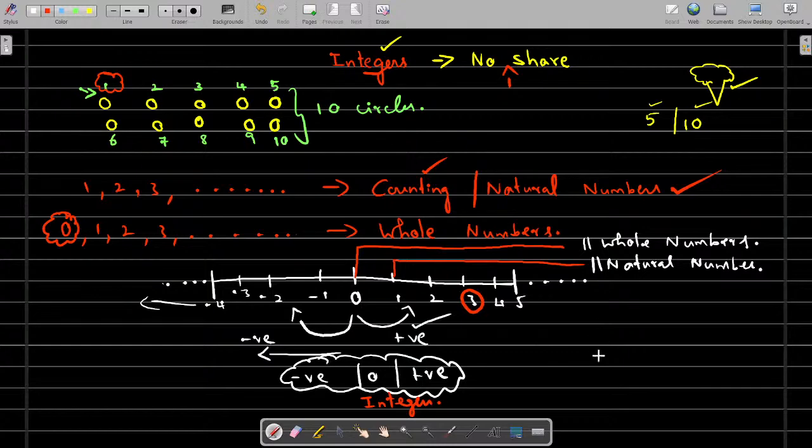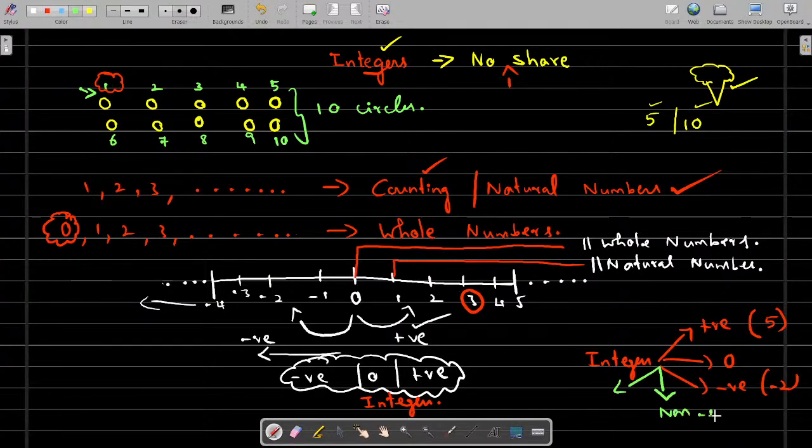So what are the different integers you know now? Yes, please join with me. You know a positive integer. Can you give an example for a positive integer? How many ice creams did you eat? 5 ice creams. 5 is a positive integer. You have a 0. You have a negative integer, minus 2. That's lying to the left side of the 0. And apart from this, you have 2 more special variations which are called as non-negative and non-positive.